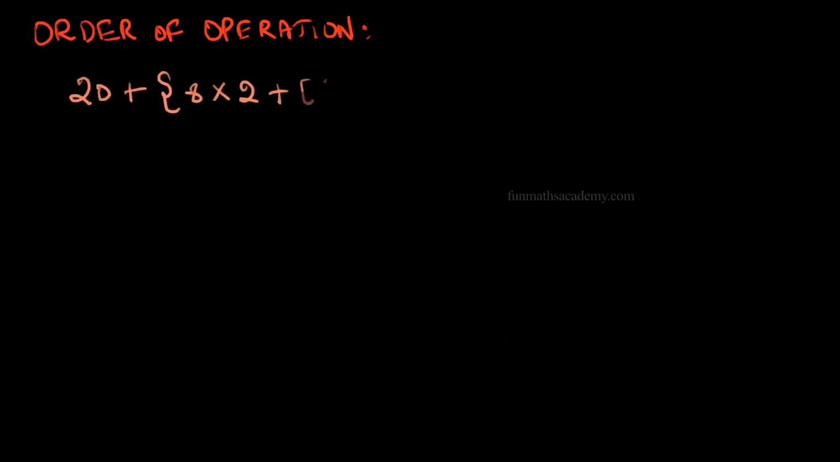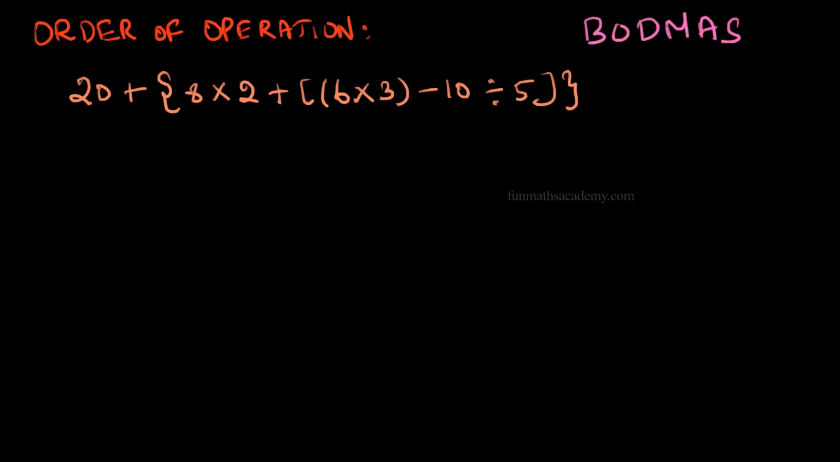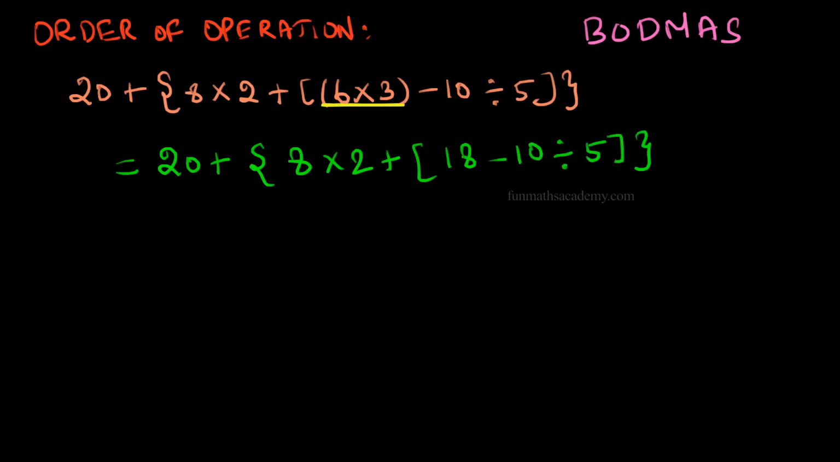So now let us consider this example. Consider first the innermost bracket in the expression, that is 6 into 3, and write the product 18. In the next innermost expression, we have subtraction and division sign. By the BODMAS rule, we should first do division and then subtraction. Now this bracket is completed.